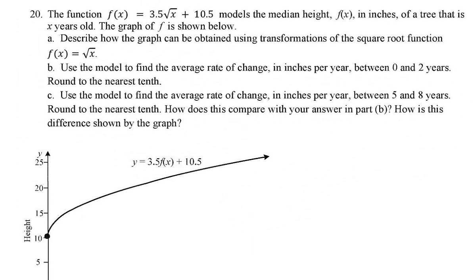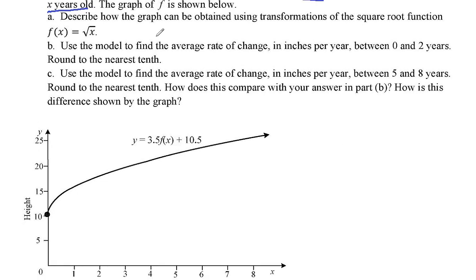Alright, and then last one, f of x is 3.5 root x plus 10.5, and that model describes the height f of x, in inches, of a tree that is x years old. And then the graph is shown down here. What they want us to do is describe how this graph can be obtained using transformations from just the square root function. Well, this outside multiplication is a vertical stretch times 3.5.